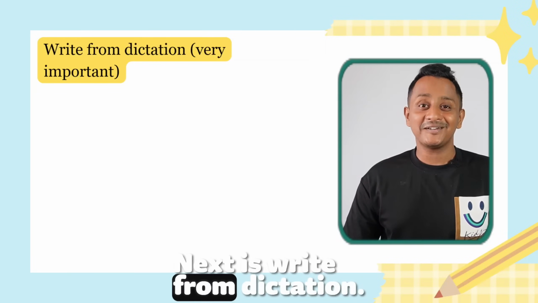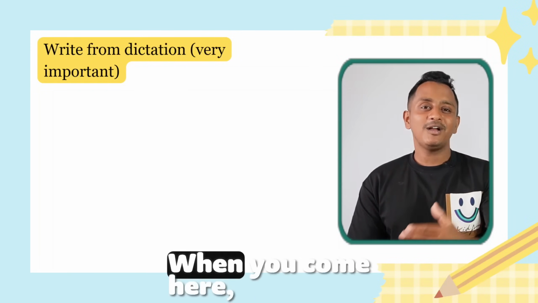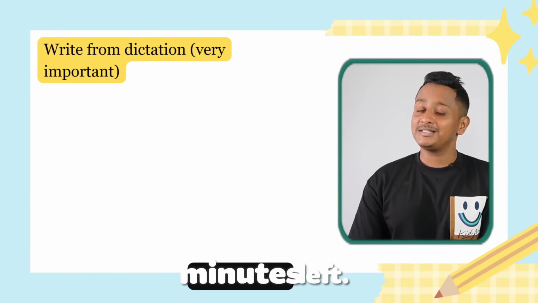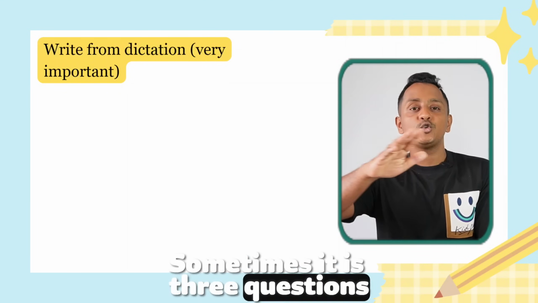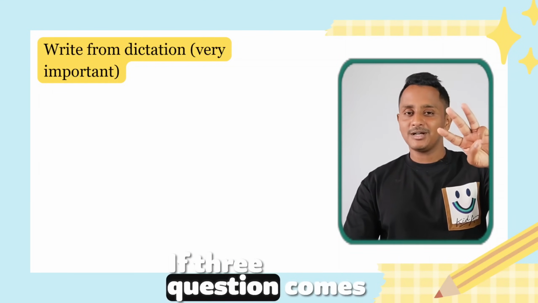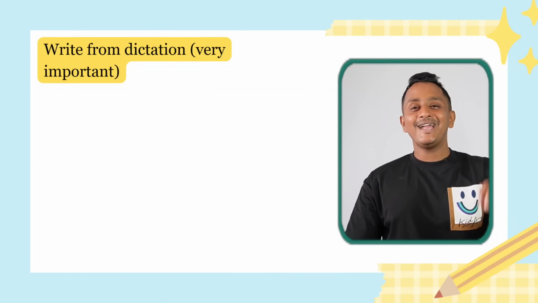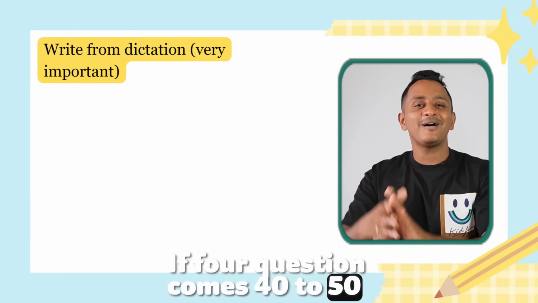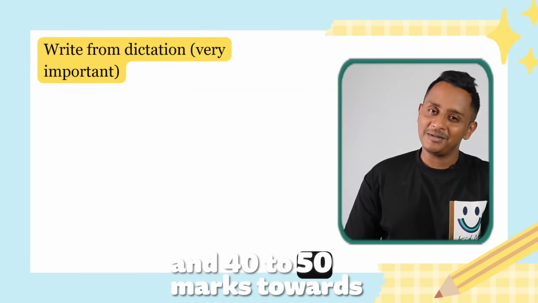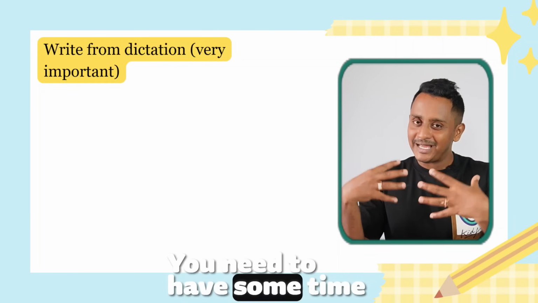Next is write from dictation. Very, very important. When you come here, you need to have a minimum of 4 minutes left. Sometimes it's 3 questions or 4 questions. If 3 questions come, 35 to 40 marks towards your listening and 35 to 40 marks towards your writing. If 4 questions come, 40 to 50 marks towards your listening and 40 to 50 marks towards your writing. You need to have some time left.